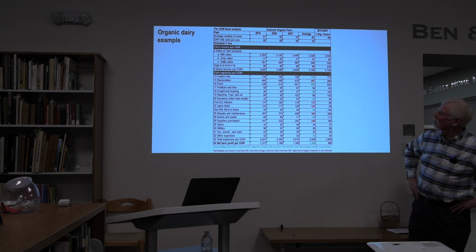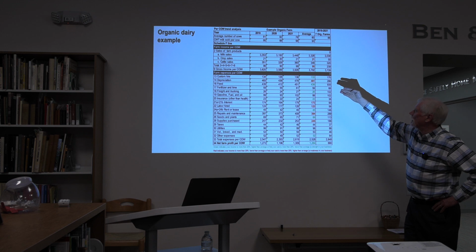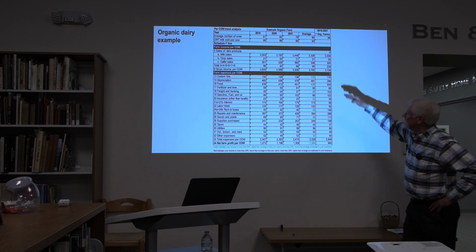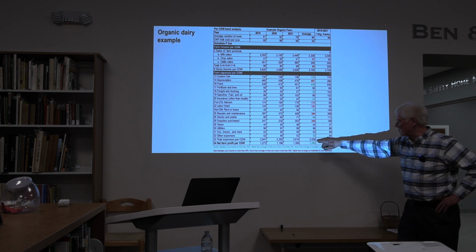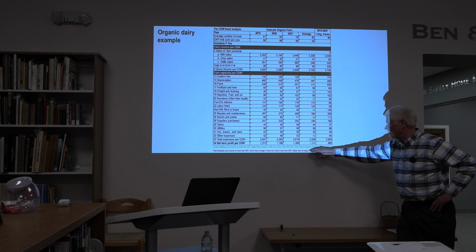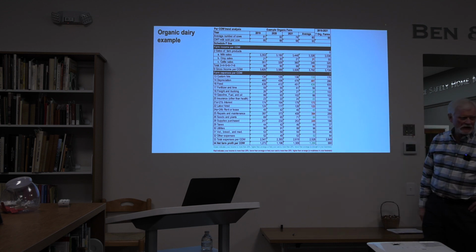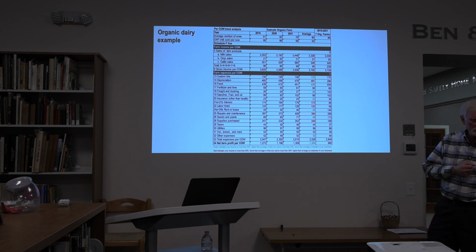Crop sales are negligible. Cattle sales, $348 per cow. And so my gross income, $3,800 per cow. And then here are my different expenses per cow. Total expenses per cow, $2,500. And my profit is $1,300 per cow.